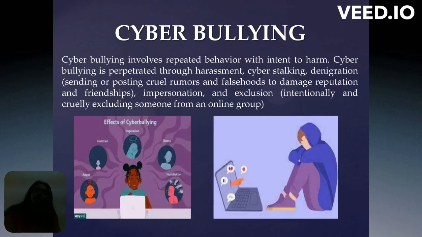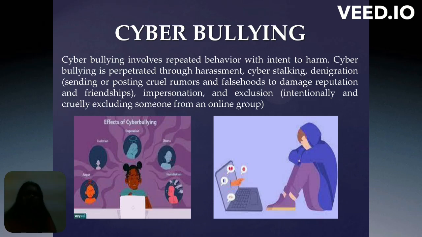So the first type of cyber crime is cyberbullying. So what is cyberbullying? Cyberbullying basically happens so much nowadays on the social media platforms. If you do not know what is cyberbullying, basically it means a repeated behavior with intent to harm someone online. So people basically bully or harass or also cyber stalk people to bring them down or ruin their reputation, by posting cruel rumors and falsehoods to damage their reputation.